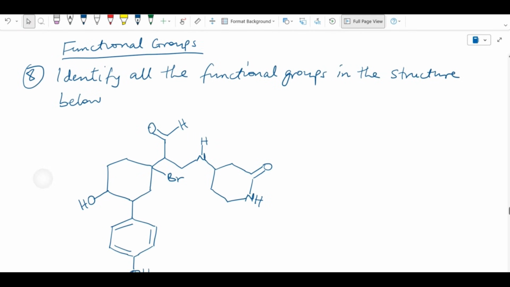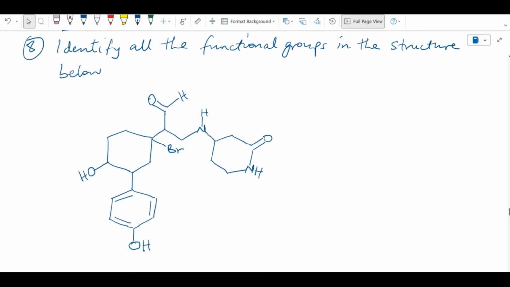So this question is about functional group identification. We've been asked to identify all the functional groups in this molecule. When you have a hydroxy group connected to a carbon, that's an alcohol. The type of alcohol we have here is secondary alcohol, because the carbon that has the OH group is attached to two other carbon atoms. Therefore, we'll say this is secondary alcohol.